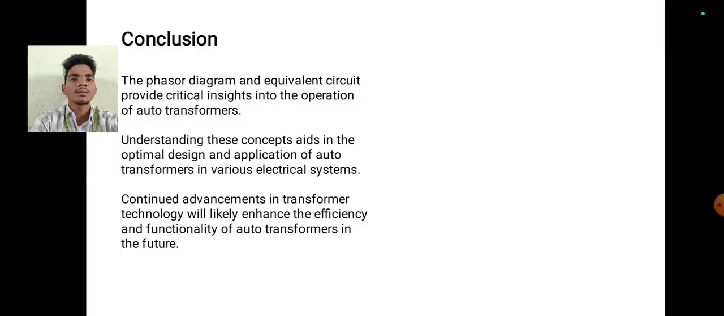Conclusion. The phasor diagram and equivalent circuit provide critical insights into the operation of auto transformers. Understanding these components aids in the optimal design and application of auto transformers in various electrical systems. Continued advancements in transformer technology will likely enhance the efficiency and functionality of auto transformers in the future.